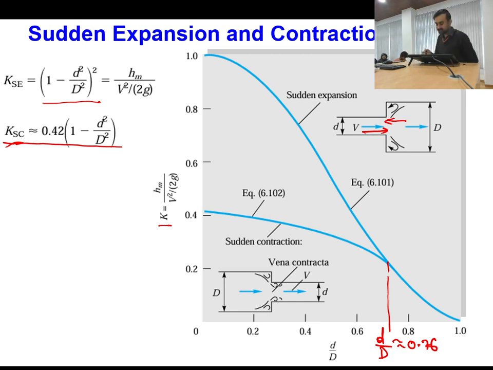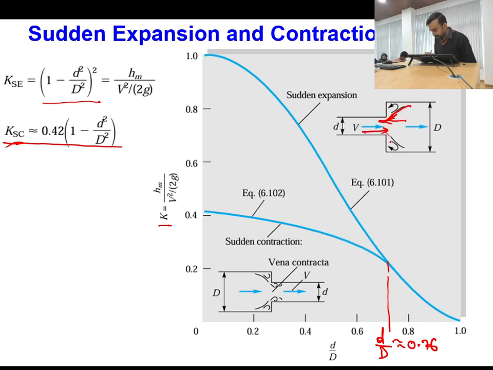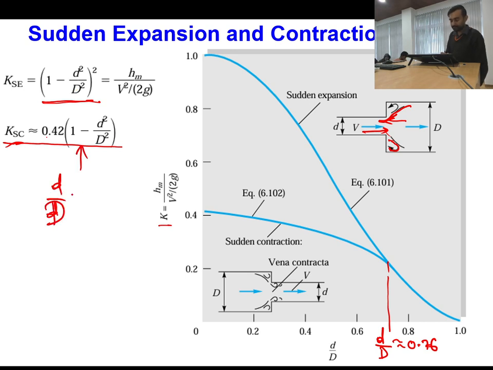Okay, and typically you can see that when you have a sudden expansion, your main flow will be moving in this direction, but there will be some recirculatory pockets, and these recirculatory pockets will create some additional losses. Okay, so these are accounted for by using these coefficients. Is this one clear? So typically for sudden expansion, you need not even refer to the curve. You can directly calculate the loss coefficient by using this formulation. And for contraction, you can calculate by using this up to d by D of 0.76, so less than or equal to 0.76, and above that, only that relation will be applicable. Okay.